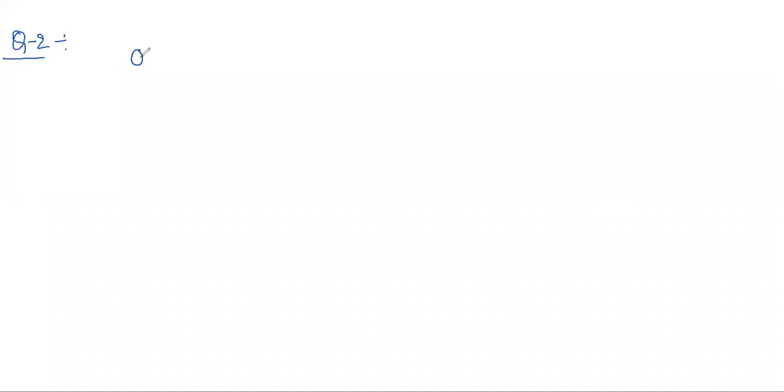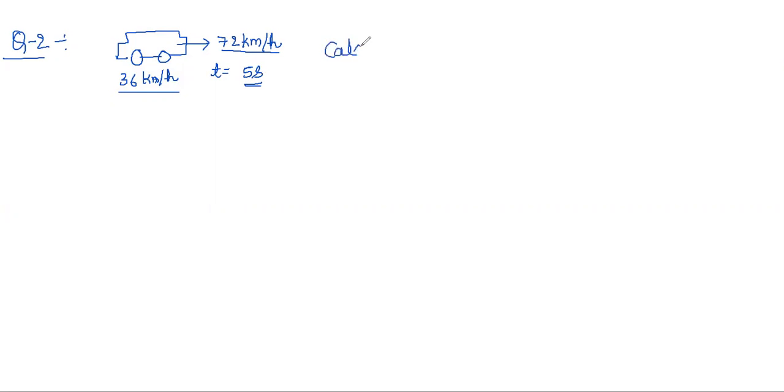This is the second question in which there is a truck. But I made a car. Anyway, no problem, car or truck. It is moving with 36 kilometer per hour in the starting, but in 5 seconds it acquires the velocity of 72 kilometer per hour. It means this truck, bus or car, whatever you call it, was first moving at a speed of 36 kilometer per hour. In 5 seconds it achieved a speed of 72 kilometer per hour. Then find the acceleration in the bus.